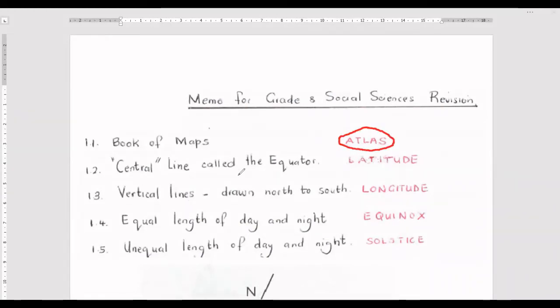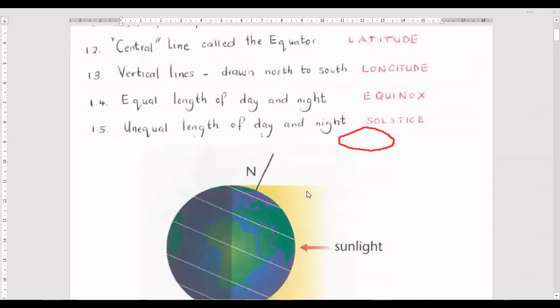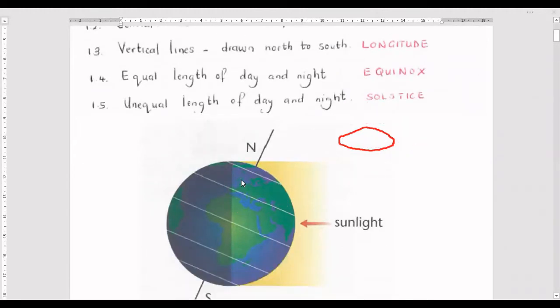The central line called the equator. Now, the central line that is called the equator is referred to as the latitude. Latitude are lines on a map that run from east to west. They're the sleeping lines. For example, here are your lines of latitudes.